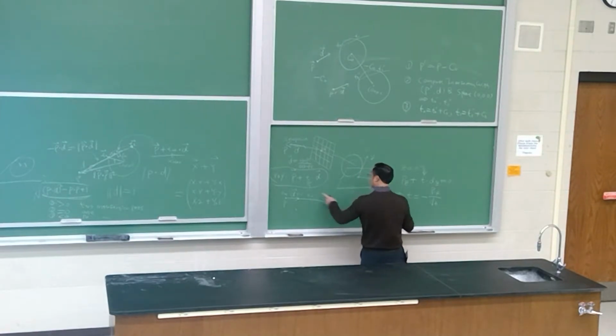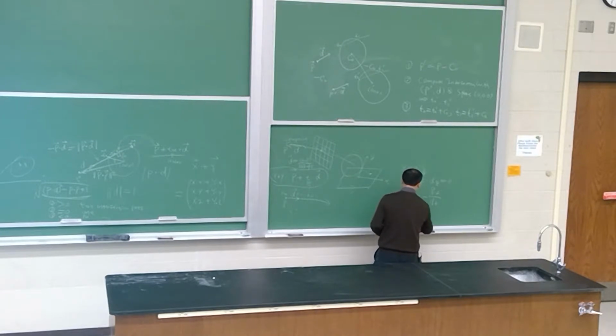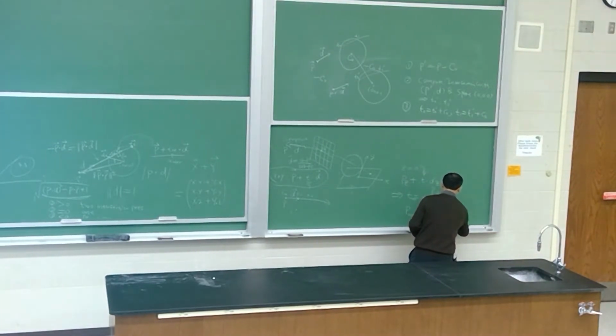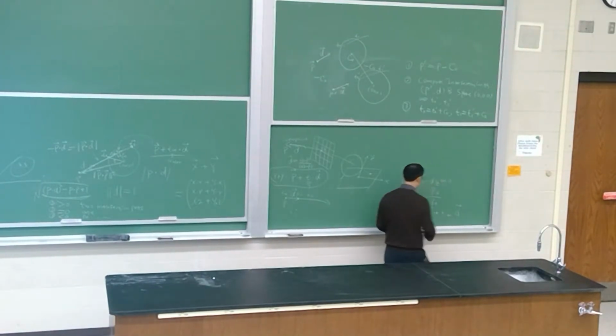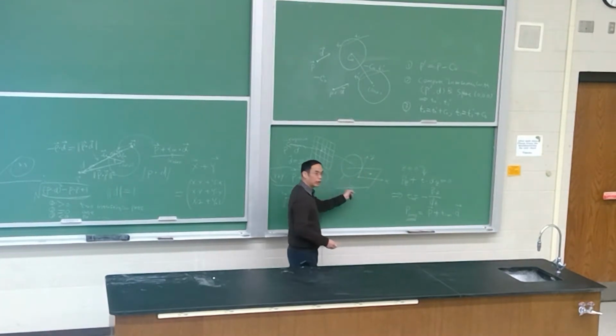Then once you have t, you plug it into this equation here. The intersecting point equals P plus t, the intersecting t, times the D vector. So that's how you compute the intersecting point between the ray and the rectangle.